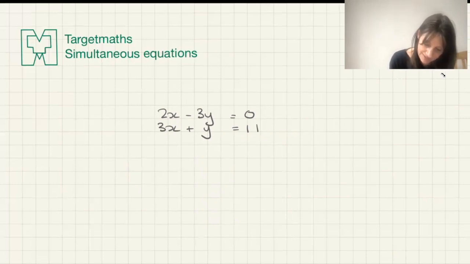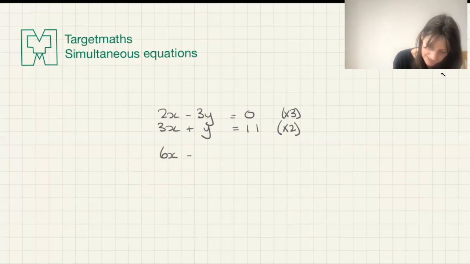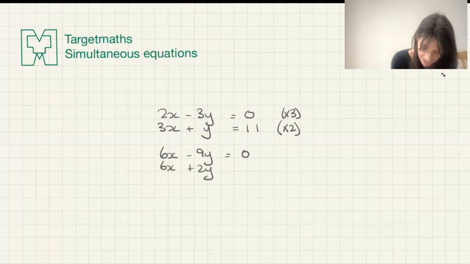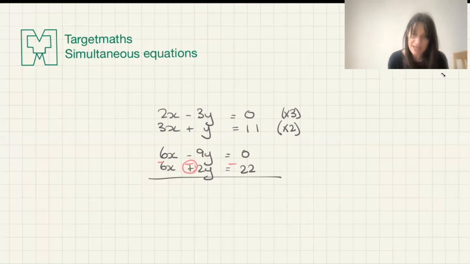Okay, so I need to get these the same. I'm going to multiply the top one by 3, and I'm going to multiply the bottom one by 2. That's going to give me 6x minus 9y equaling 0. Remember, 3 times 0 is 0. And then I'm doubling the others. So I've got 6x plus 2y equals 22. I'm going to show my minuses. I'm going to circle those. And I'm going to do my takeaway.